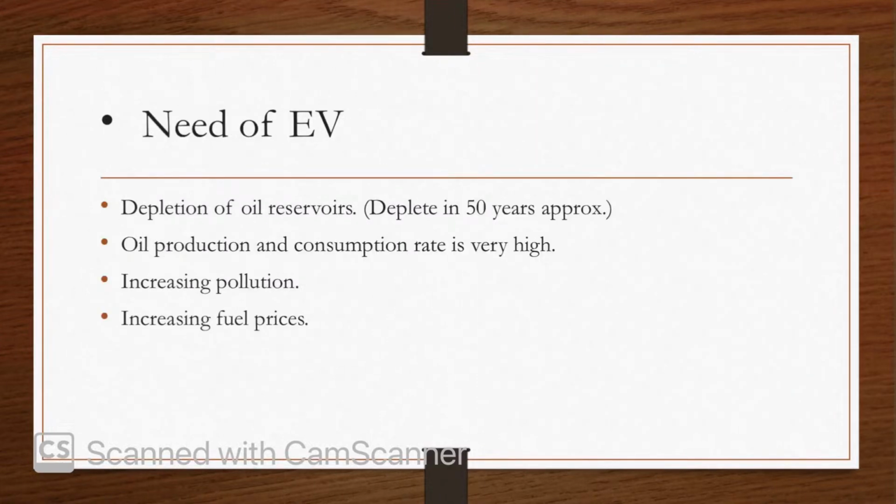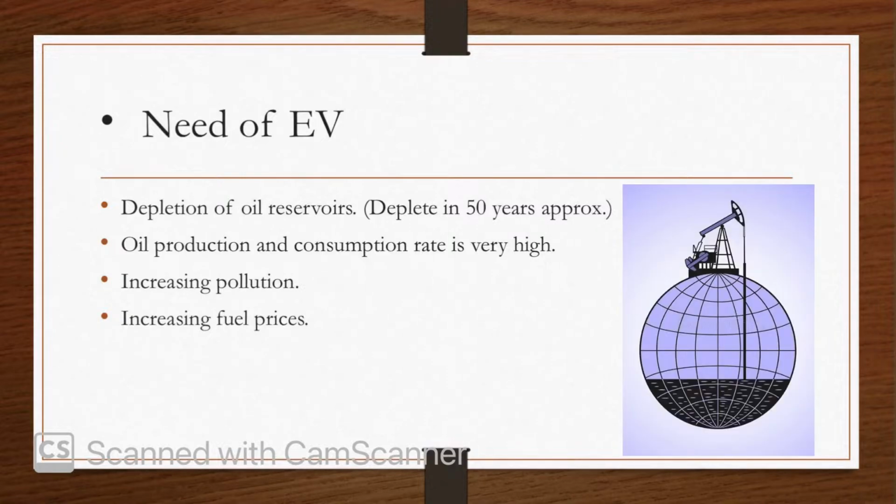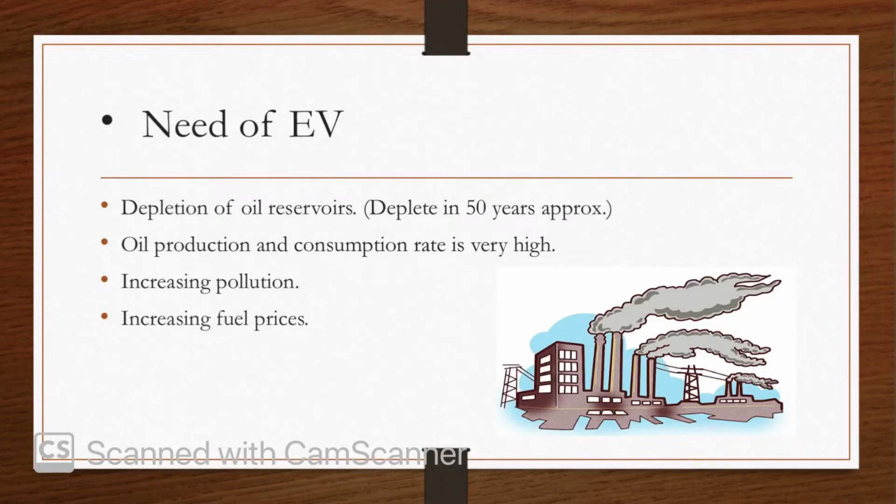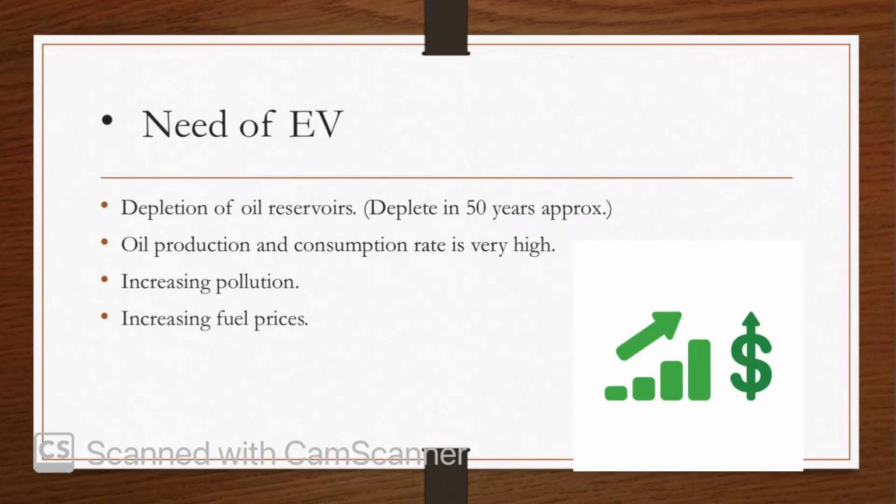Now we will see why we need EV. Because the oil reservoirs are depleting day by day, and due to this depletion the automobile manufacturers are in search of finding an alternative for the conventional vehicles. Then the oil production and consumption rate is very high. Due to this there is increase in pollution and fuel prices are hiking day by day.